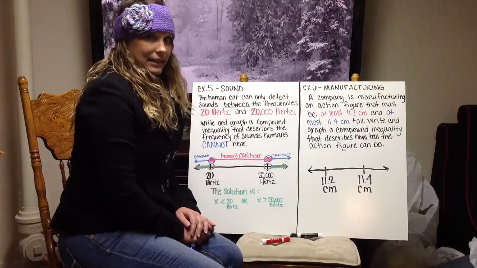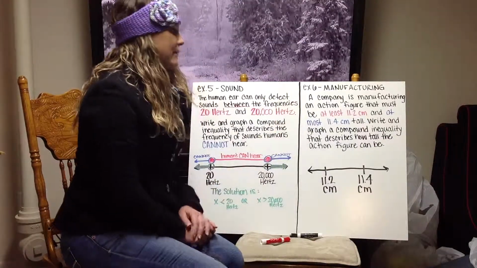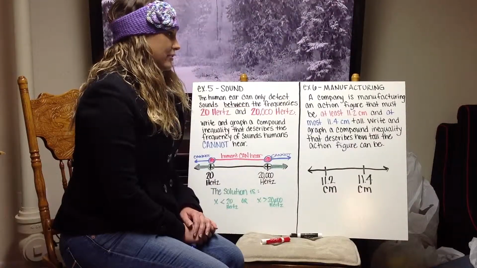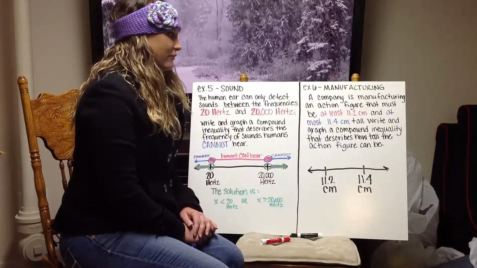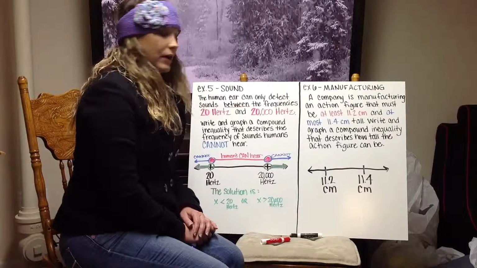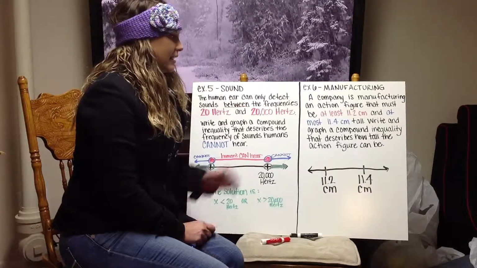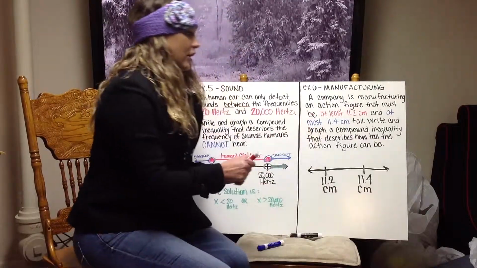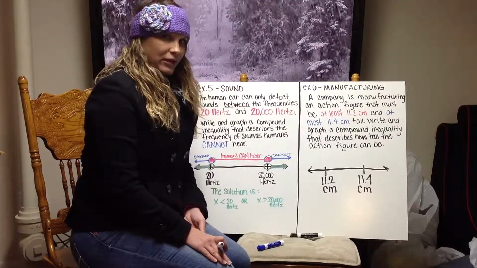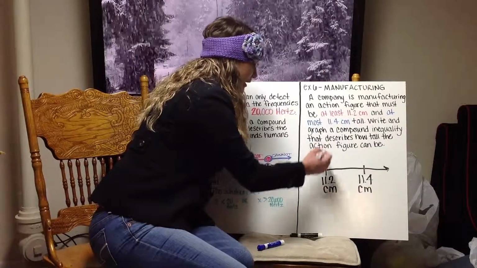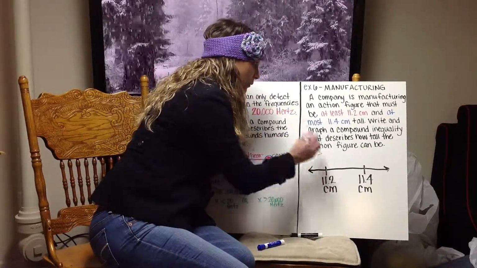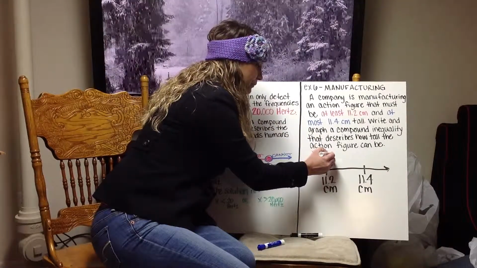Let's look at example 6. A company is manufacturing an action figure that must be at least 11.2 centimeters and at most 11.4 centimeters tall. Let's go ahead and write an inequality that describes how tall the action figure can be. In red, we know that it's at least 11.2. That means X can be greater than or equal to 11.2.